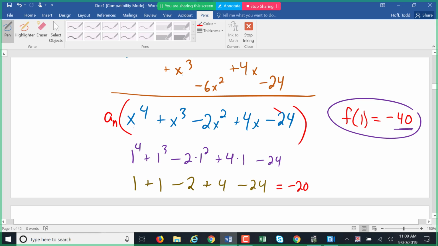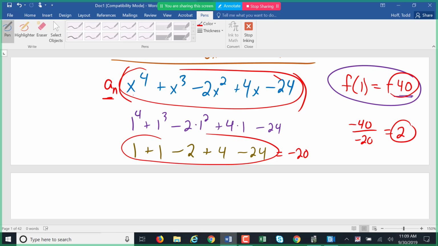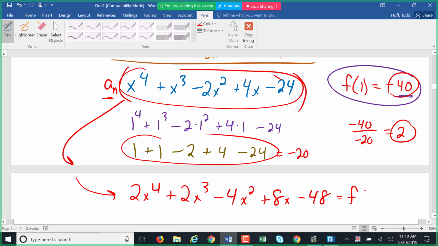That's not negative 40, but I now know what an is because I take this value, negative 40, divided by what I got when I put 1 into the base part of the equation, the negative 20, gives me a 2, which means that an must be 2, which means I multiply this whole equation by 2. So it's 2x to the 4th plus 2x to the 3rd minus 4x squared plus 8x minus 48. That is my f of x.